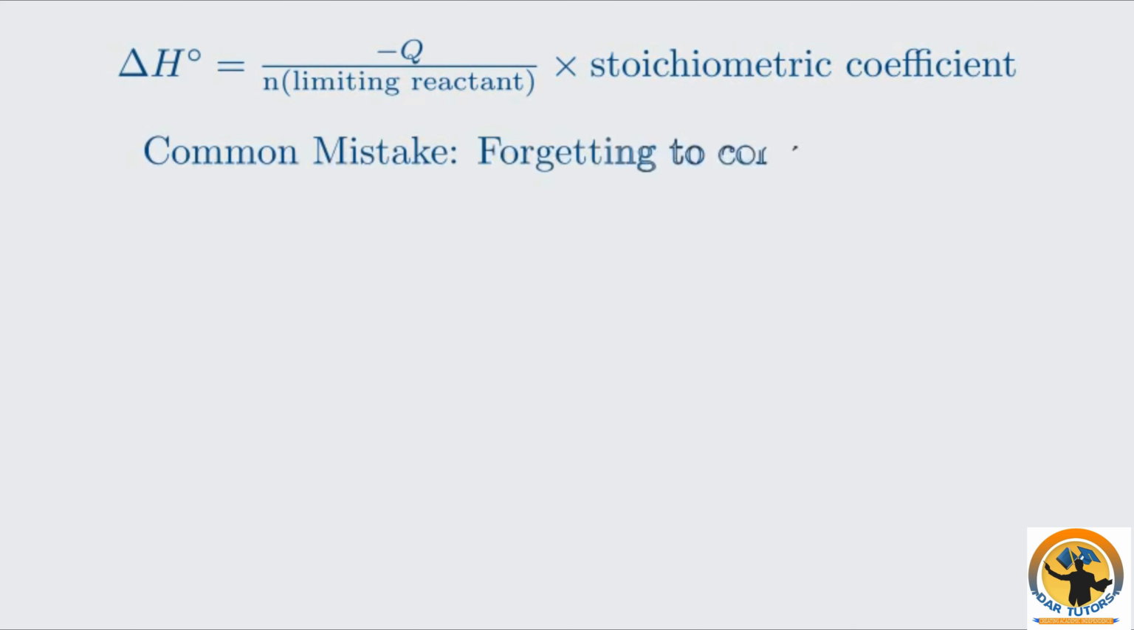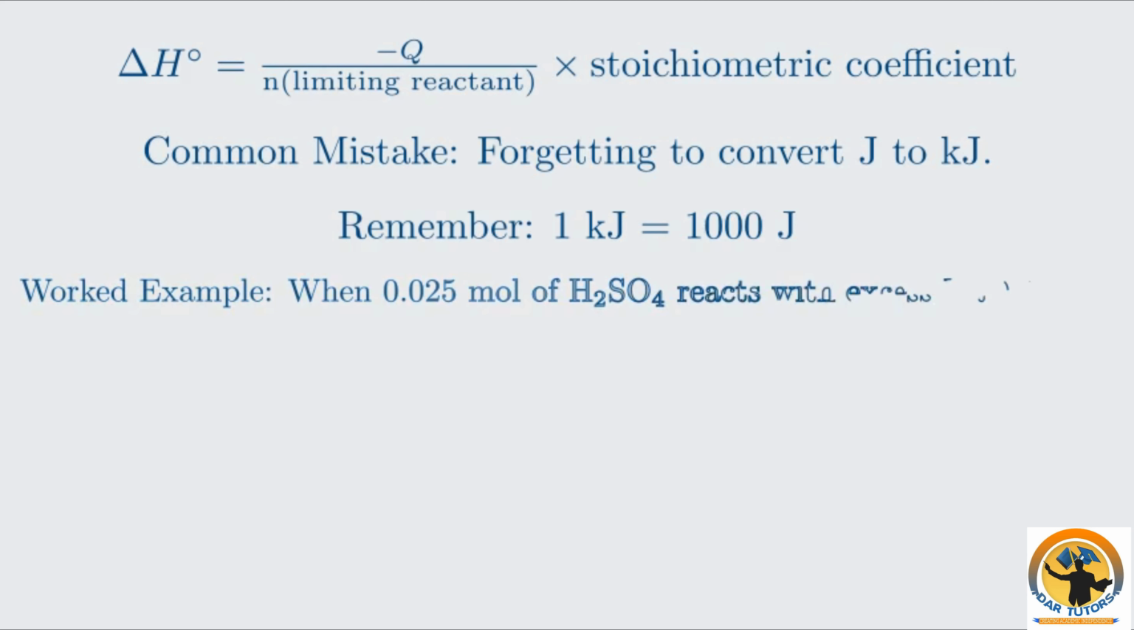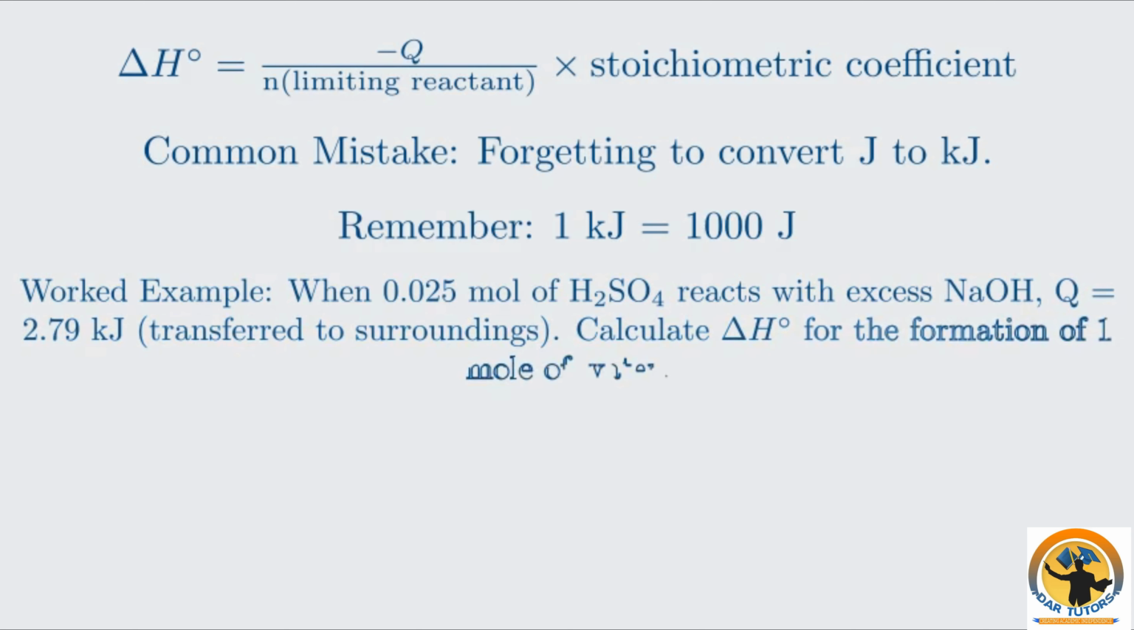A common mistake is forgetting to convert joules from the Q equals mc delta T calculation into kilojoules for the final delta H naught value. Always remember to divide Q by 1000. Let's apply this to a worked example. When 0.025 moles of sulfuric acid react with excess sodium hydroxide, the heat energy change, Q, transferred to the surroundings is 2.79 kilojoules. Calculate the enthalpy change of the reaction that produces 1 mole of water.